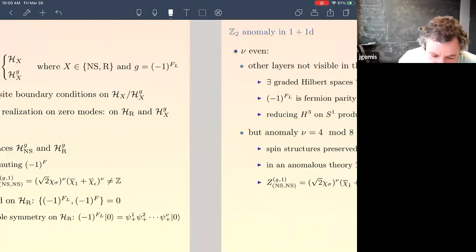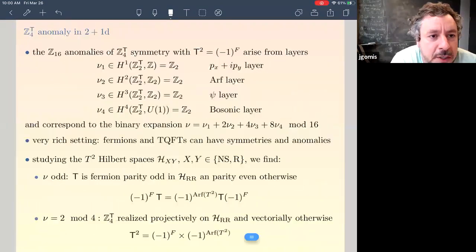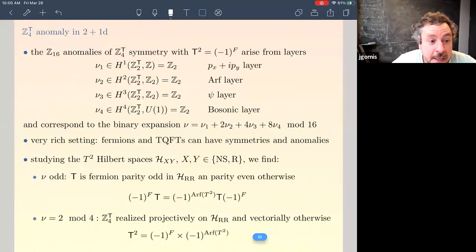Now let me just discuss the last example, which is very interesting, and it's related to topological superconductors. So here the example is 2 plus 1 dimensional quantum field theories that have a time reversal symmetry with T squared equal to (-1)^f. There is a Z16 classification.